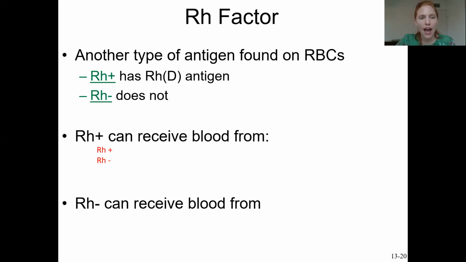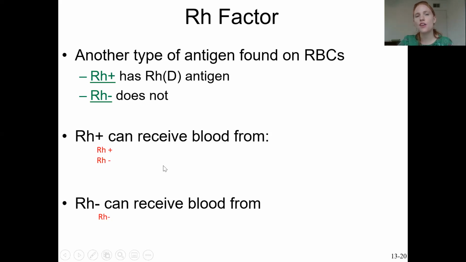However, if you are RH negative, you can also receive from RH negative, but can you receive from RH positive? No, you can't, because if you have an RH positive, that means that the RH antigen is going to be found on the surface, and that's going to create a response.